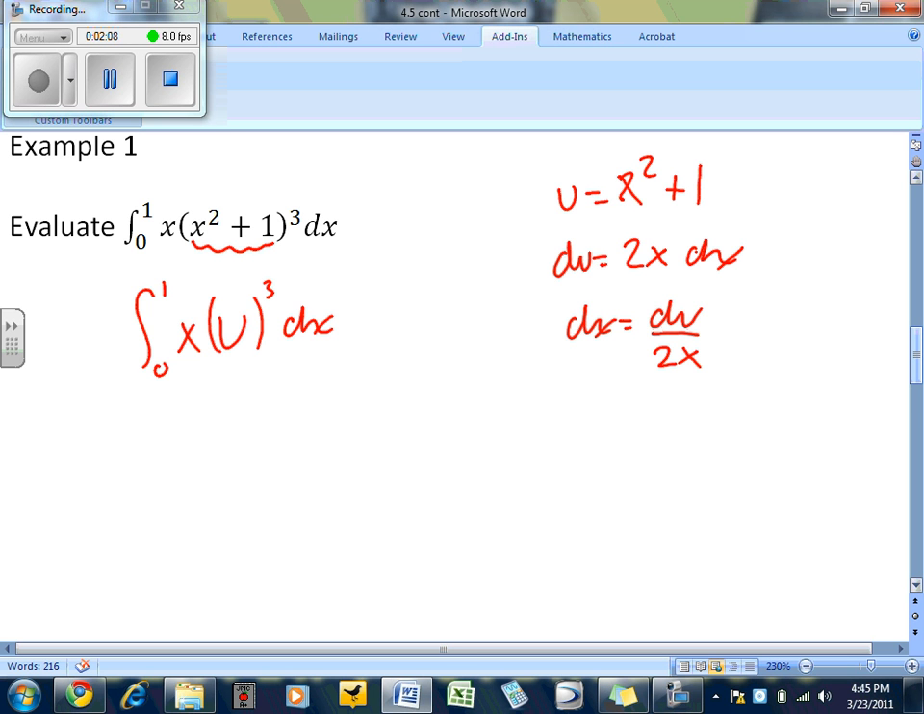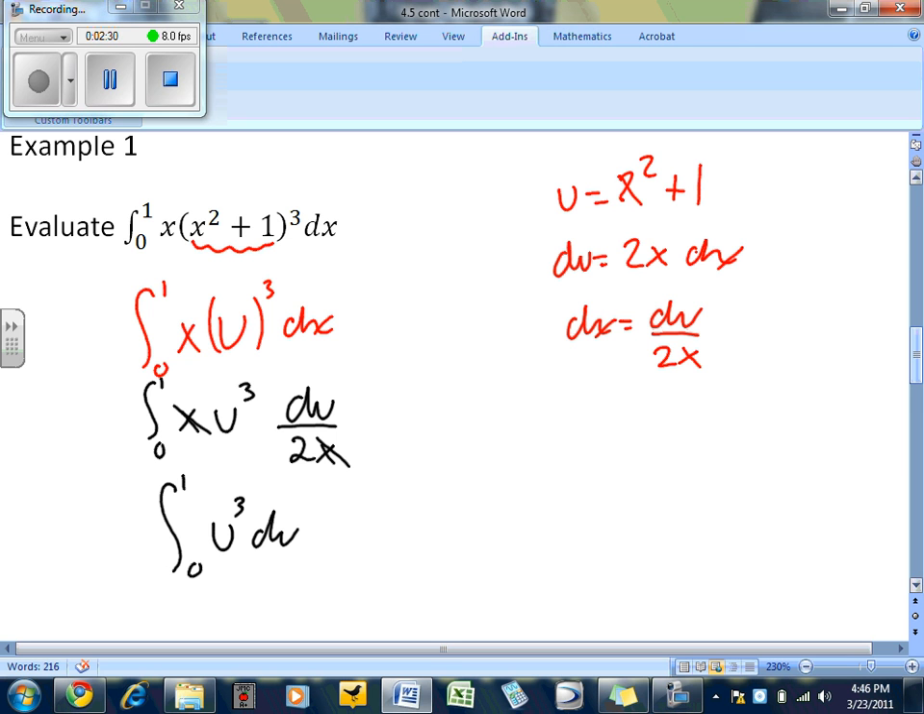dx. And remember, we substituted in for dx then. So let's substitute in for dx. All right, so dx equals du all over 2x. We have u cubed x from 0 to 1. All right, and the x cancels out. So now what we have left over is the integral from 0 to 1 of u cubed du.